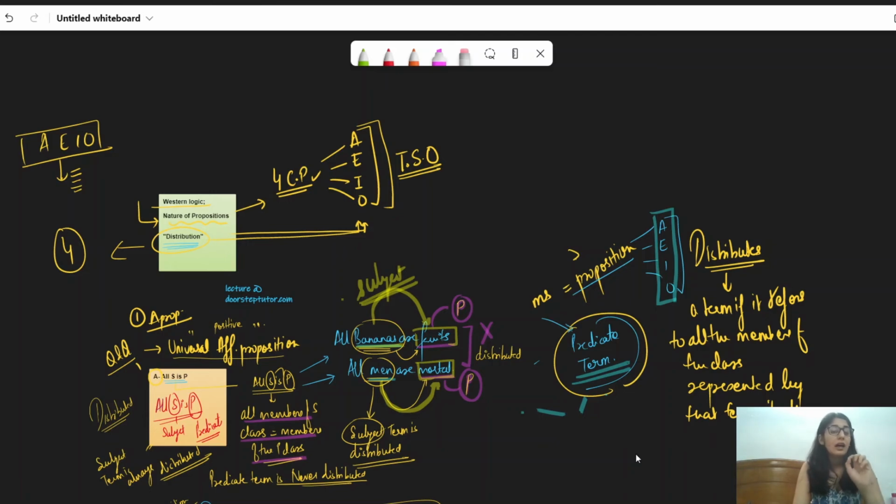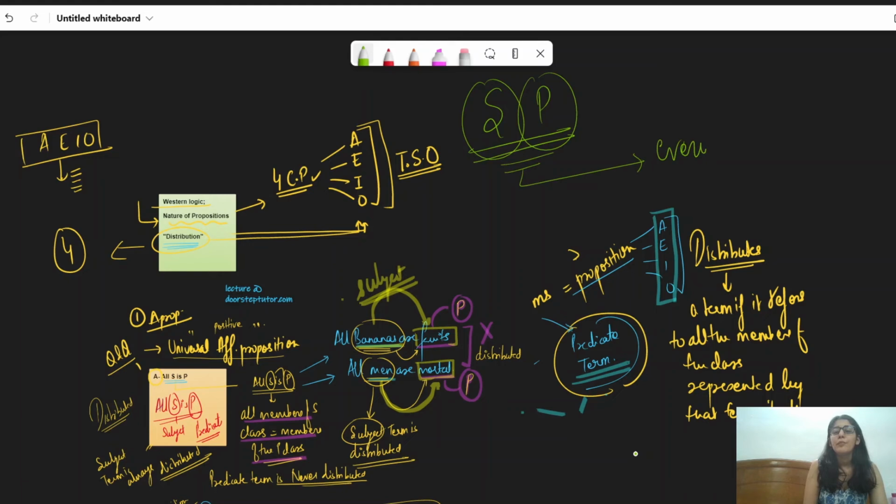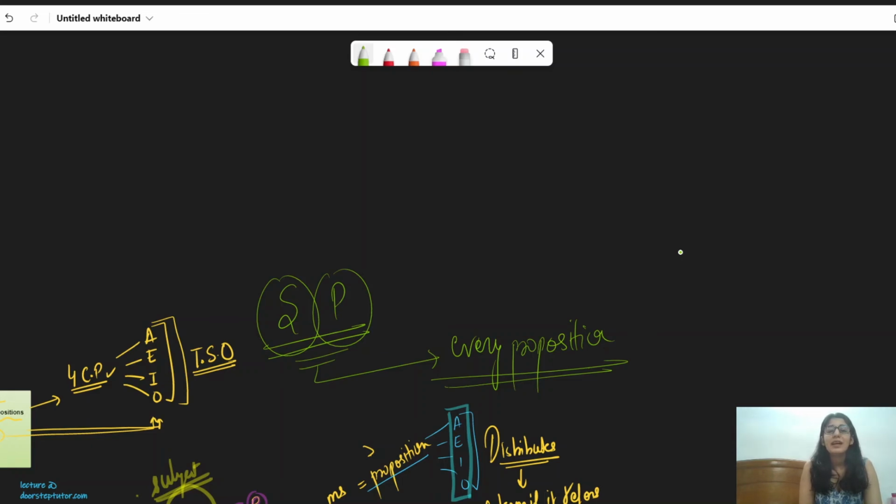Distribution in logic, and I'm saying it again, please understand that distribution in logic is only helping us understand the way the terms can occur in a categorical proposition, or the way in which the terms, be it the subject term or the predicate term, will occur or come in the proposition. Now these subject and predicate terms are going to be in every proposition, when we're using immediate inferences, and when we're using mediate inferences.